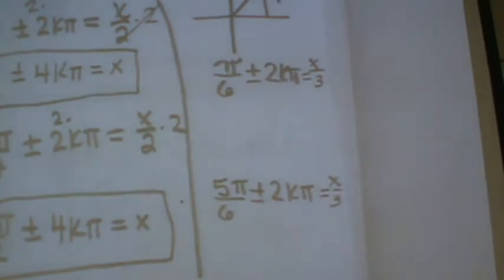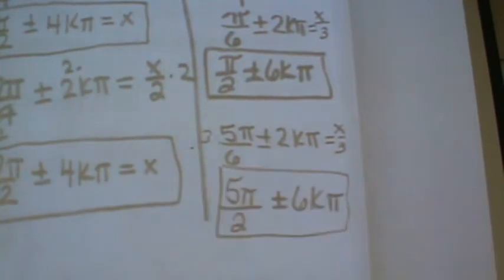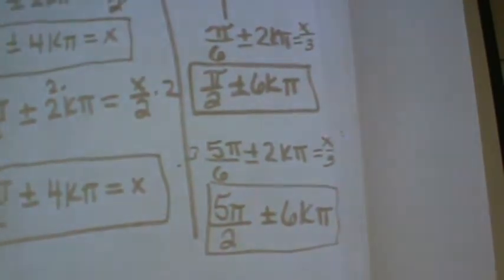So multiply by 3. So what do you get if you multiply all of these by 3? Pi over 2 plus or minus 6k pi. That's one answer. And what's the other one? Multiply this by 3. 5 pi over 2. Easy so far? Okay, good.